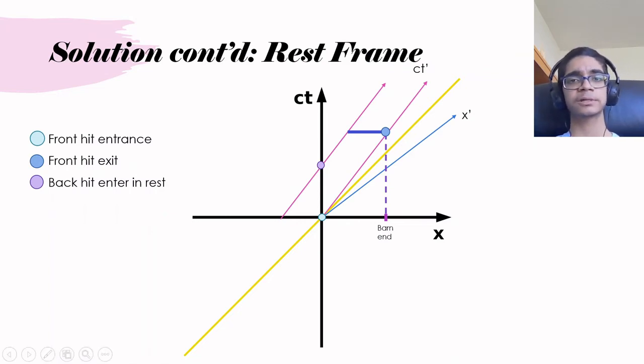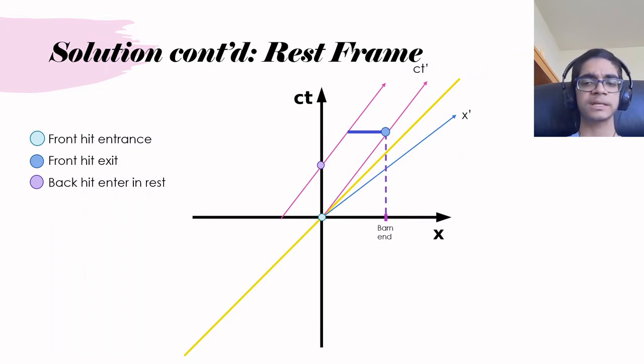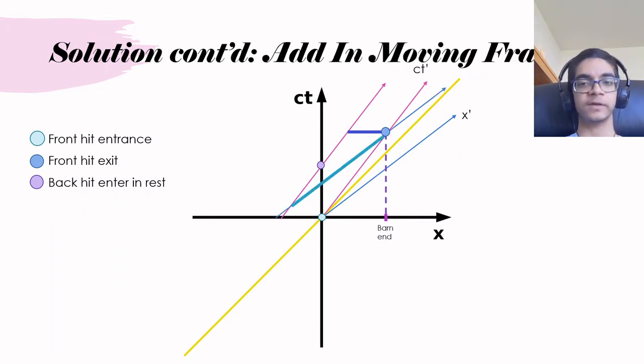So now, just by looking at the CT prime and x axes in the rest frame, we've been able to determine where the front of the ladder hits the entrance, where the front of the ladder hits the exit, and where the back of the ladder hits the entrance in the rest frame. So now we need to do the exact same thing for the moving frame. But let's not switch perspectives. Let's keep being in the x versus CT frame.